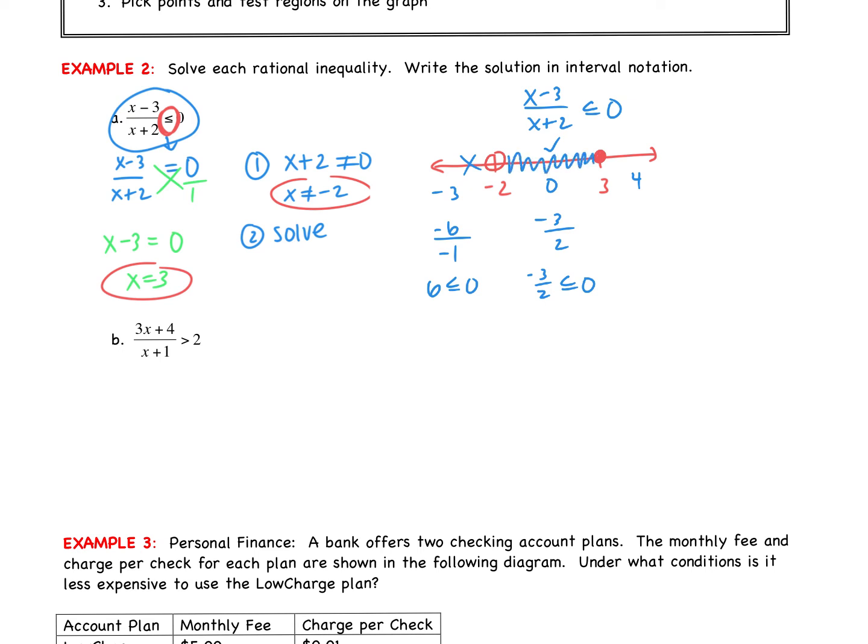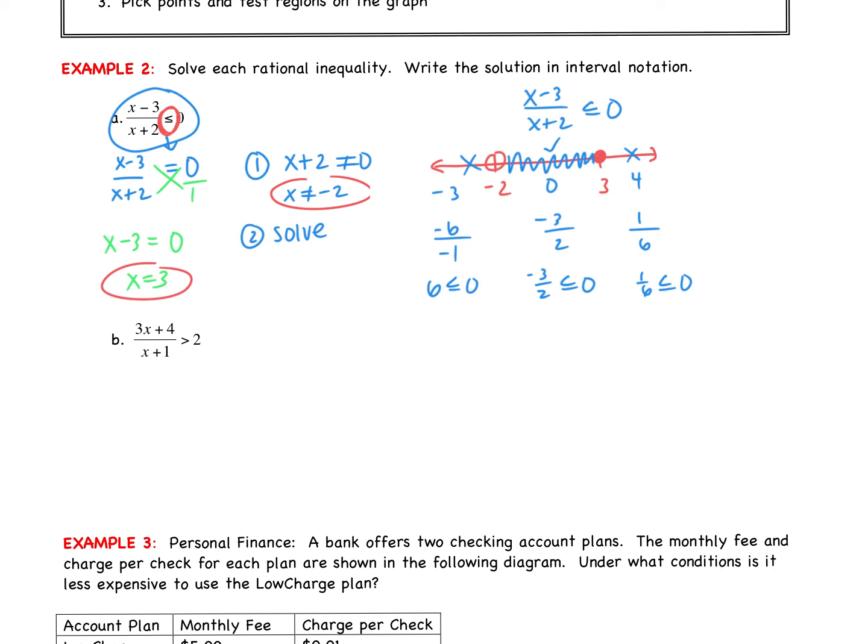Again, you are not done. You can't just say at this point, I found one set of shading, I'm done. That's not the case. We still have to plug in 4. 4 minus 3 is 1. 4 plus 2 is 6. So I get 1/6 is less than or equal to 0, which is false.